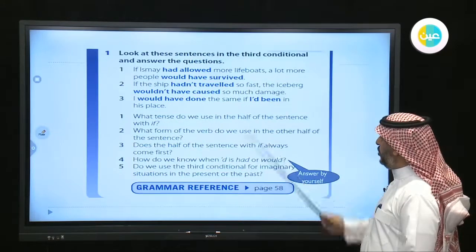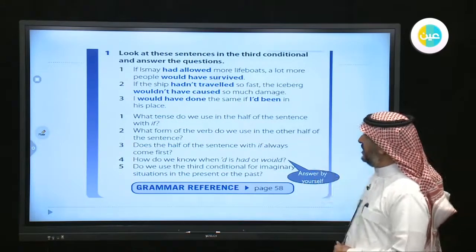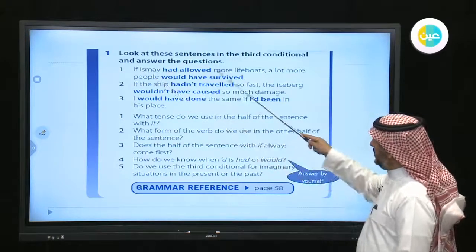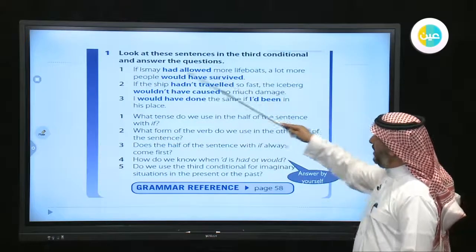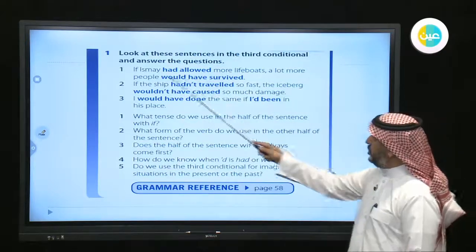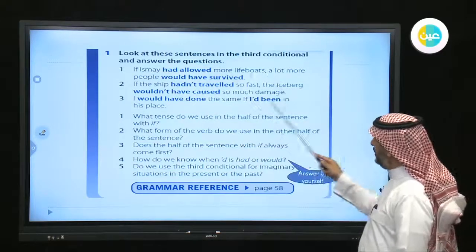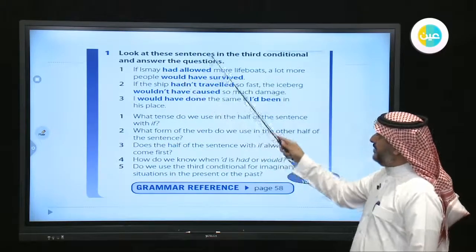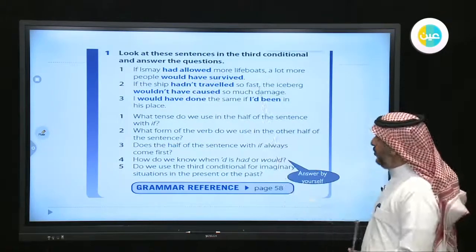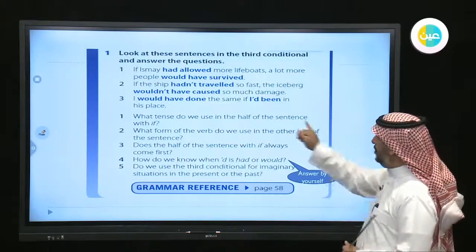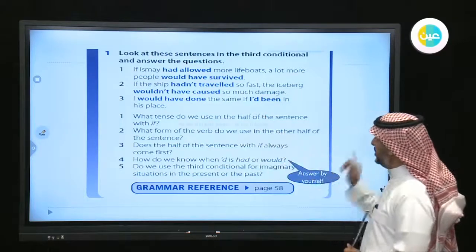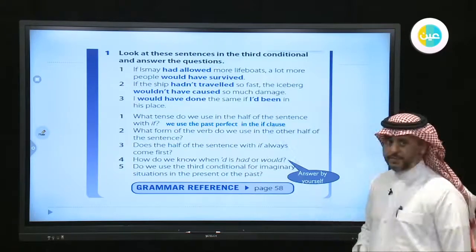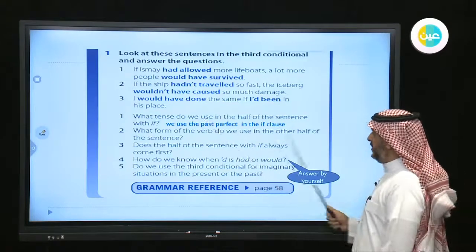What tense do we use in the half of the sentence with if? This is called the if clause. What is the tense of the verb in the if clause? We use the past perfect in the if clause.